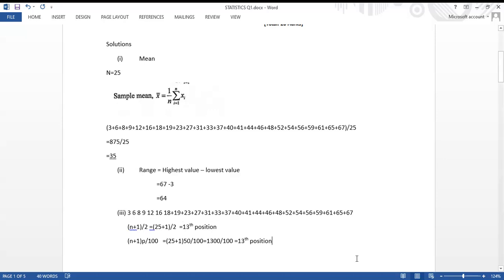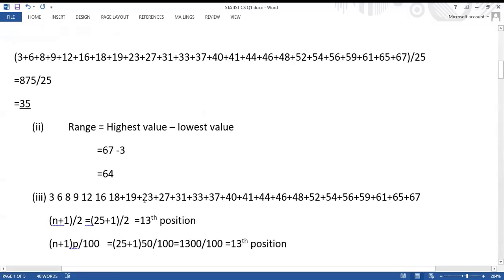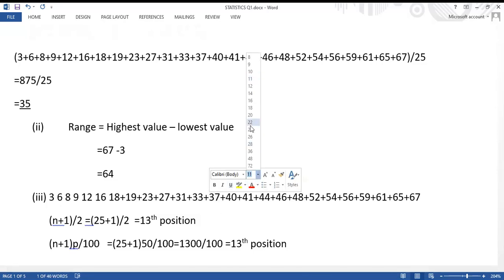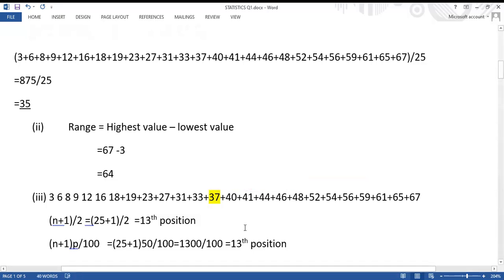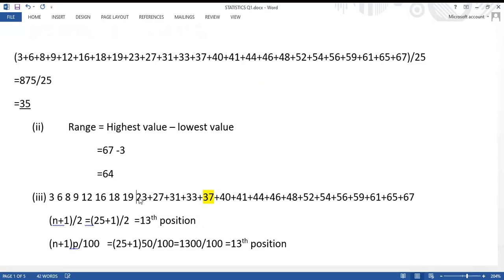So we count: 1, 2, 3, 4, 5, 6, 7, 8, 9, 10, 11, 12, 13. So that is our median, the 13th value. Okay, any questions before we move further?